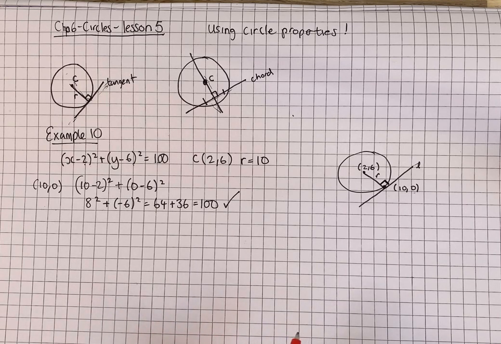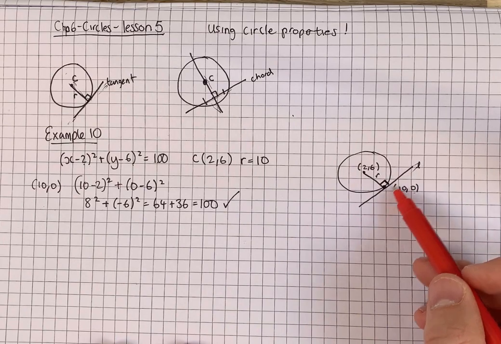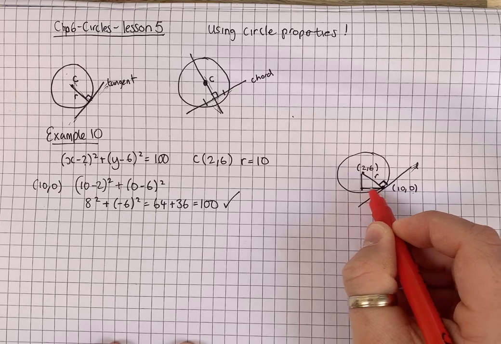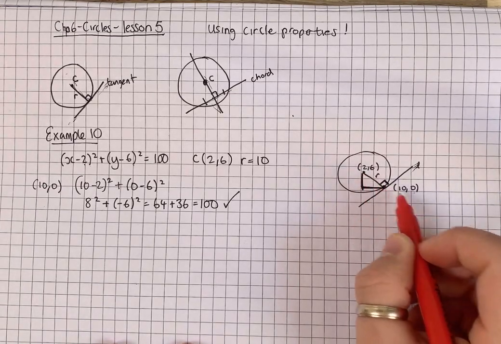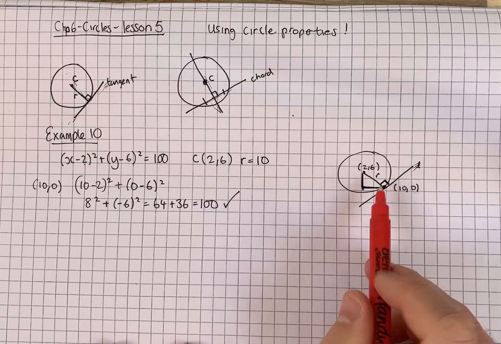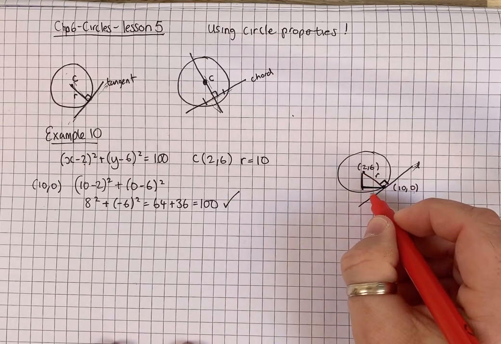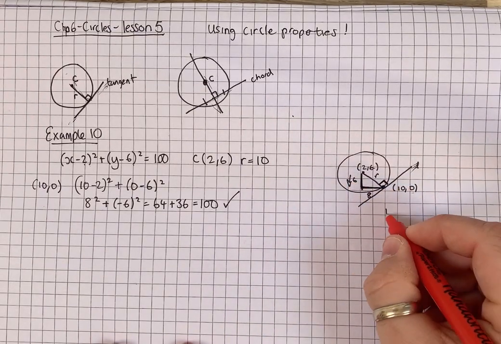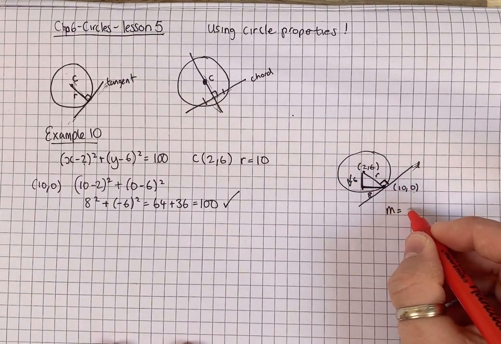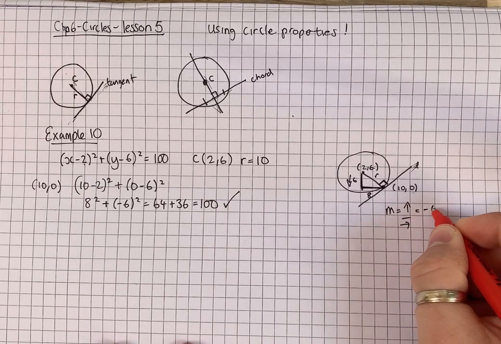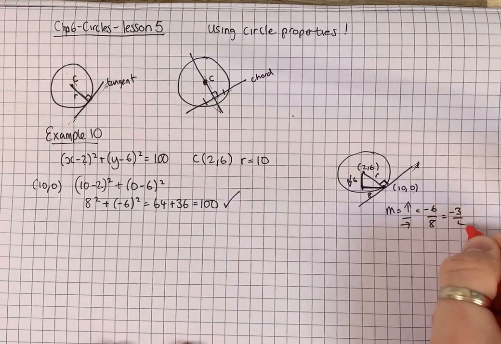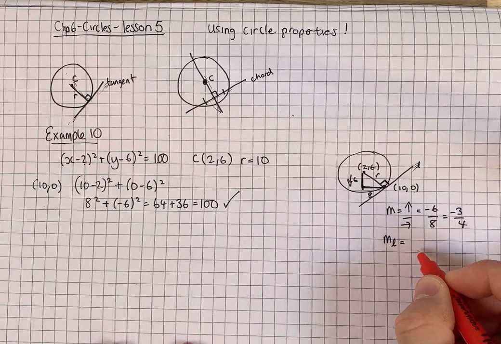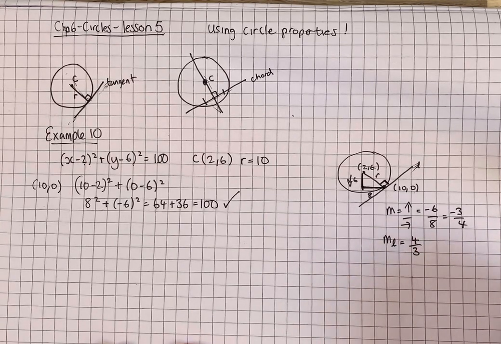Okay, now going back to this problem. What I need to do is to work out the gradient of this line here. So I need to work out the gradient first of the radius, the line from the centre to the point where it meets the line L. Well, to go from 2 to 10, I'm going 8 across. To go from 6 to 0, I'm going 6 down. So the gradient is going to be up divided by to the right. So that's -6 divided by 8, which is -3/4. Meaning the gradient of my line L, flip it and change sign, negative reciprocal, is positive 4/3.